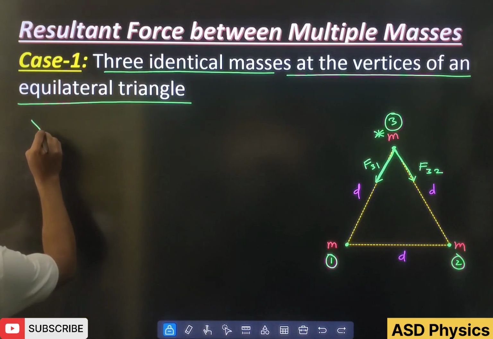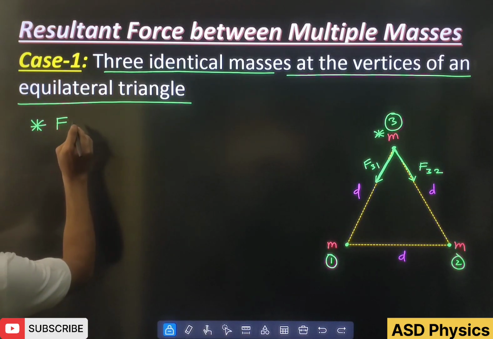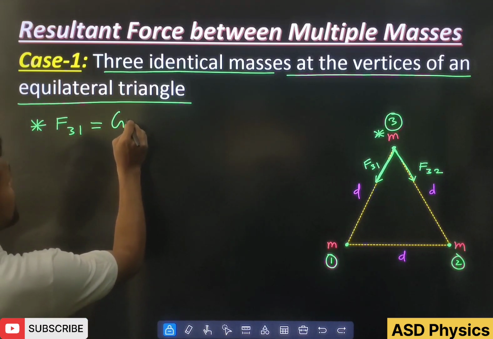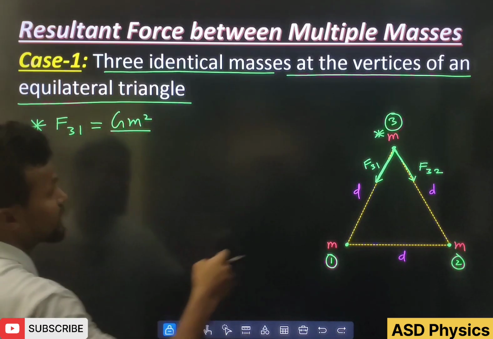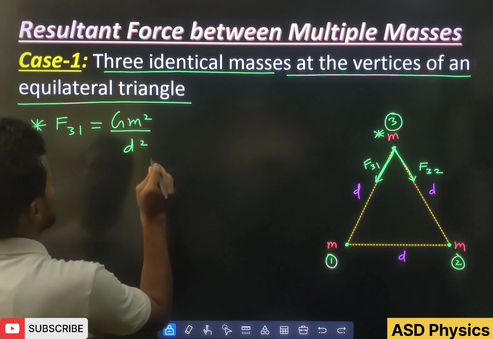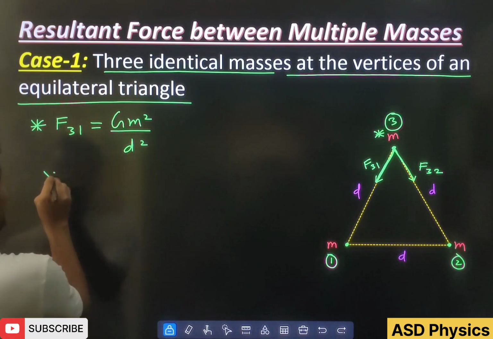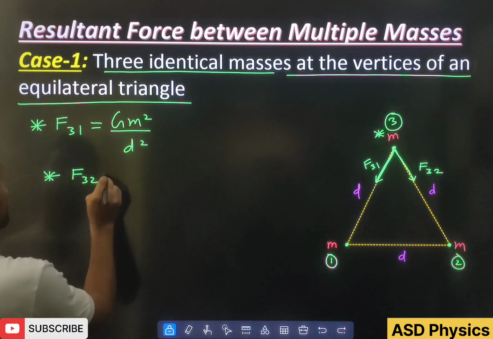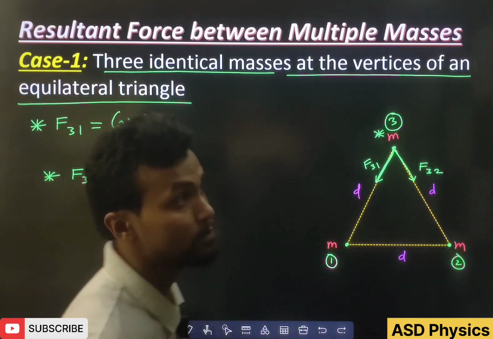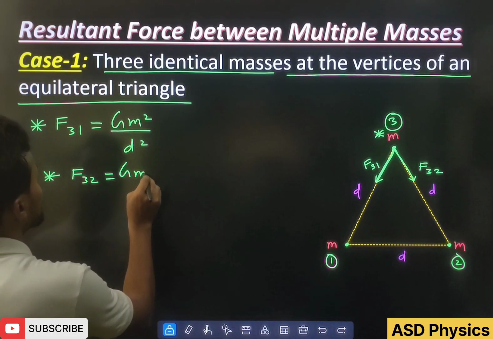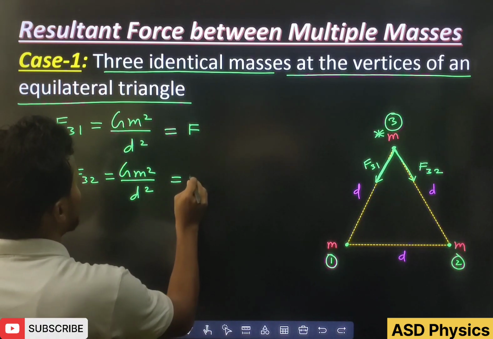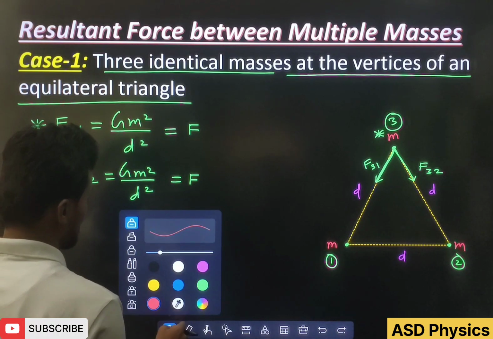And what are the magnitudes of these forces? If I write F31, what is the formula? From Newton's law of gravitation, G m into m, that means m square, and the distance between them is D, so D square. So G m square by D square. And for F32, you can see very well, m separated by D. So here also I can write G m square by D square, and both these forces are the same in magnitude.